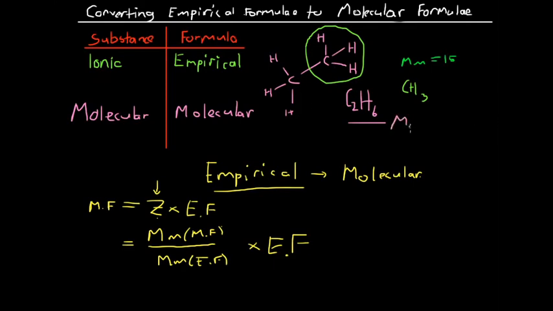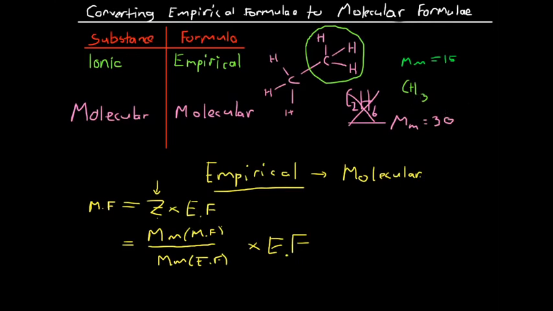Because whatever the substance is, if that's the empirical formula, then the molecular formula must be a whole number multiple of the empirical formula. So here, if we were to do the molecular formula using this formula, then the molecular formula is the molar mass of the molecular formula, which we know is 30. If we're just told we've got a molar mass of 30, and this is the empirical formula, then we put 30 here, 15 here, and we multiply that by the empirical formula, which in this case is CH3.